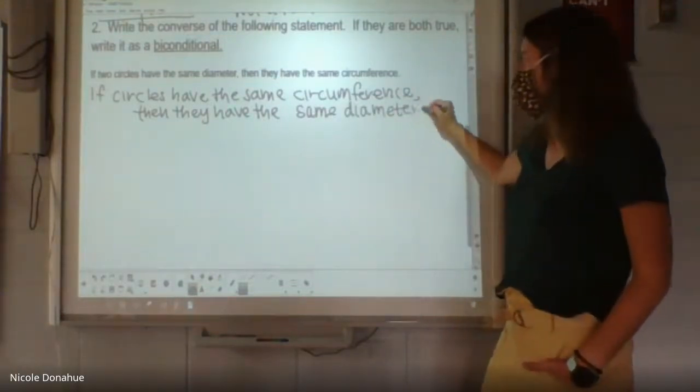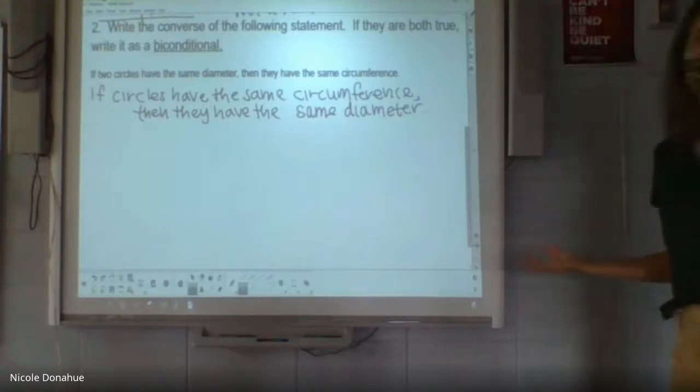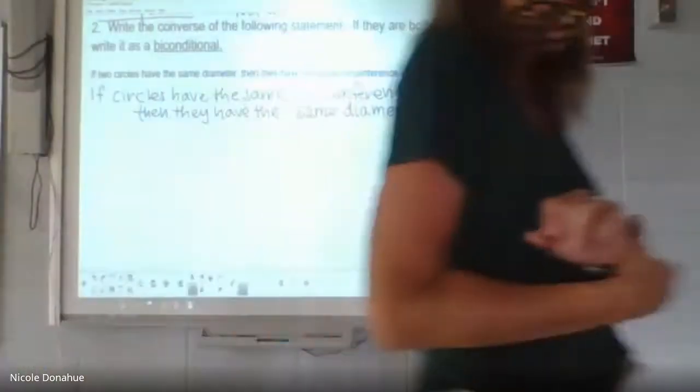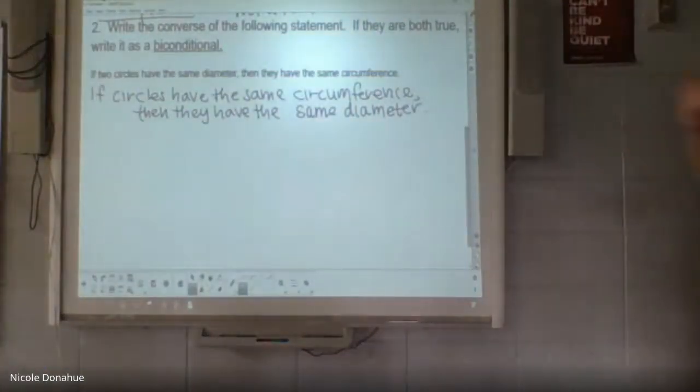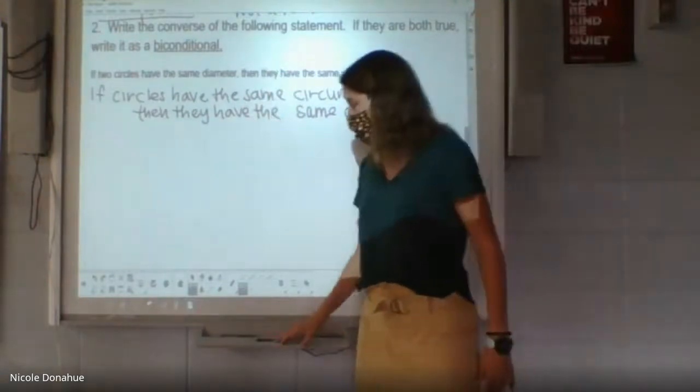Now we have not talked about circles yet, so you are not circle experts. So you might not know this, but this is true. Circumference is the distance around a circle. If I have two circles that have the same diameter, like thinking about a type of pizza, if you go to a pizza place and you say I'm ordering a 12-inch pizza, they're talking about the diameter. The circumference is going to be the same of both pizzas. Like if you and your brother both order the 12-inch pizza, you're going to have the same size pizza. So that's a true statement. Again, that might not be something you're familiar with quite yet because we haven't talked much about circles, but hopefully that makes sense. Since these are both true, then we can write a biconditional.